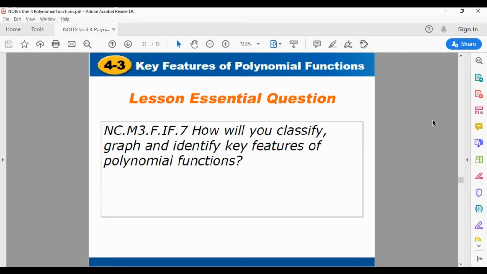Hello everyone. So today we're going to be looking at polynomial functions and looking at key features of said functions.